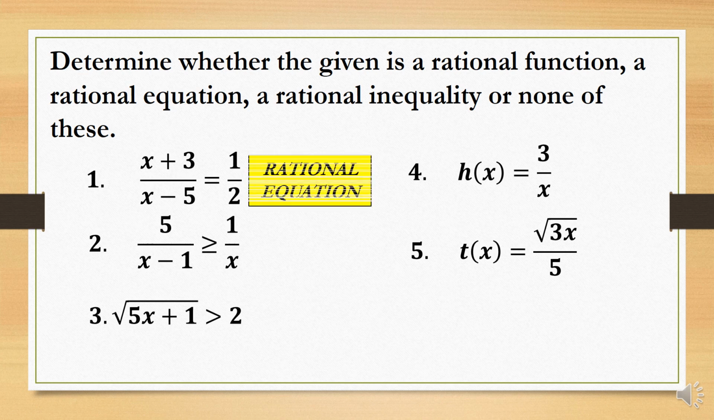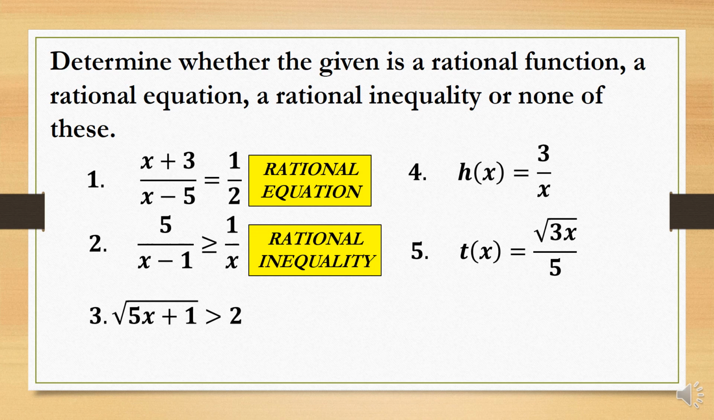Very good. This is an example of rational equation. How about number 2? Okay, rational inequality. How about number 3? None of these. Why? Because you have observed that there is no rational expression. So we have a radical expression instead.